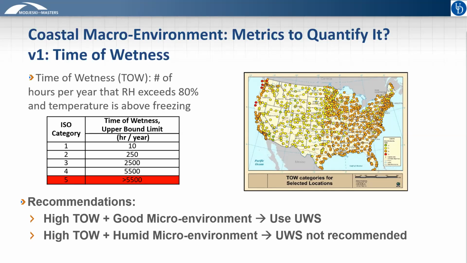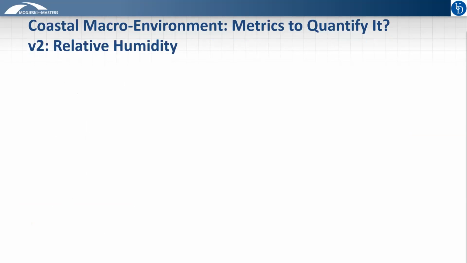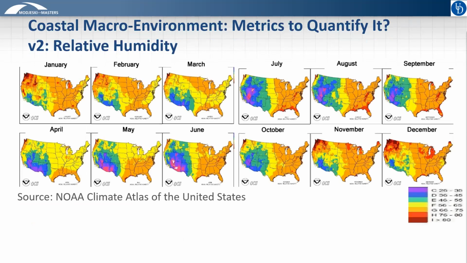So using time of wetness is one metric that correlates with field performance quantitatively, but it doesn't tell the whole story. So a second humidity metric that has been used is simply relative humidity, which is also likely to be more familiar. What we are looking at here is average monthly humidity contour maps that have been compiled by NOAA. And what I want to draw your attention to here are the light and dark shades of red on these maps, which correspond to average relative humidities exceeding 76%.